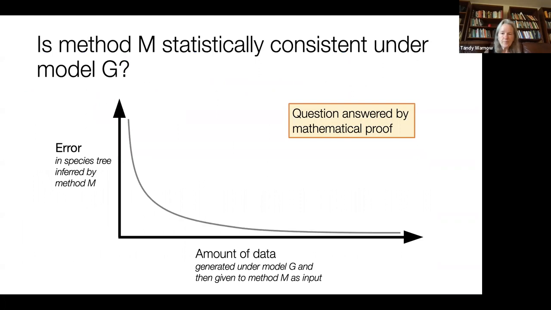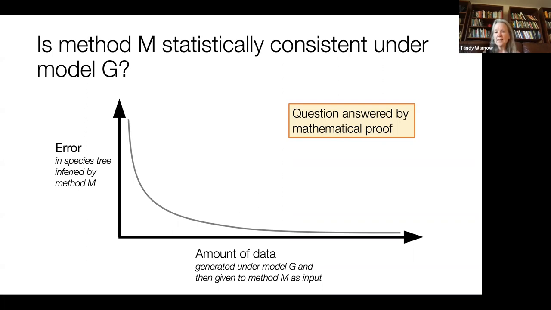So the basic question from the statistics side is, is your method for estimating the tree statistically consistent under that model? What that means is, as the data goes to infinity, your error goes to zero. In the context of estimating phylogenies, the sequence length should go to infinity, and you should be able to prove that your tree estimation will converge to the correct tree with probability going to one.